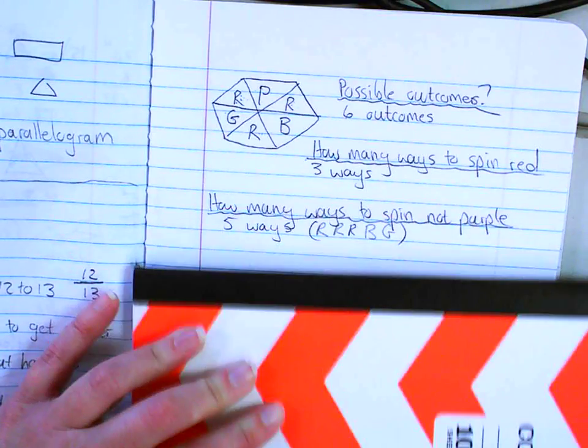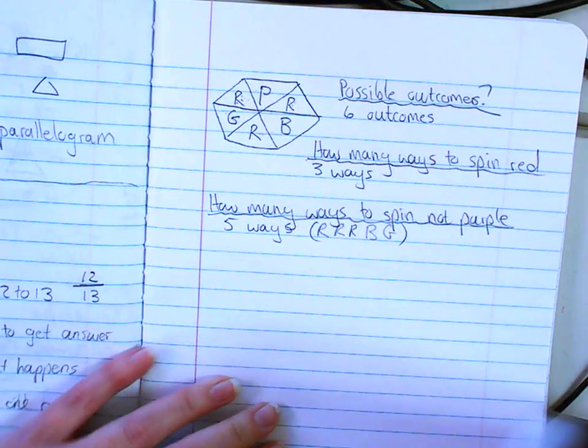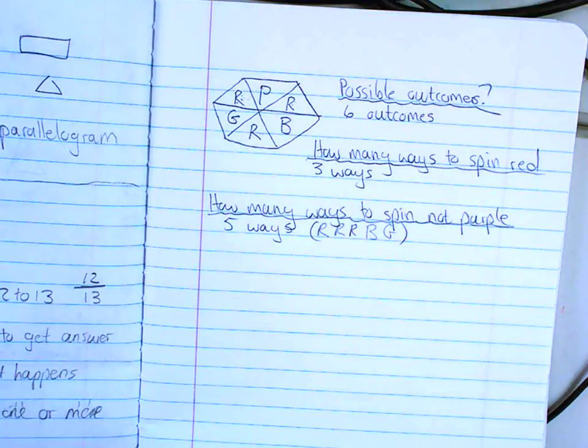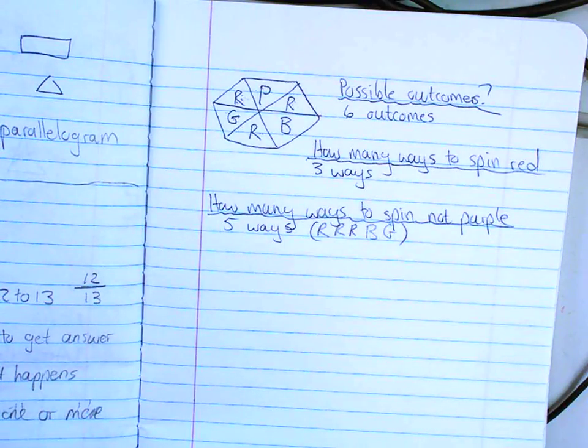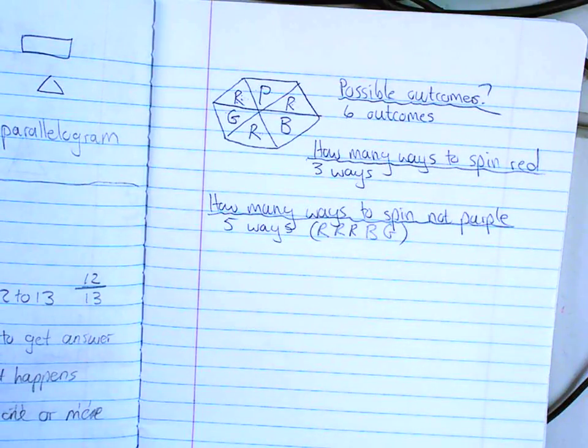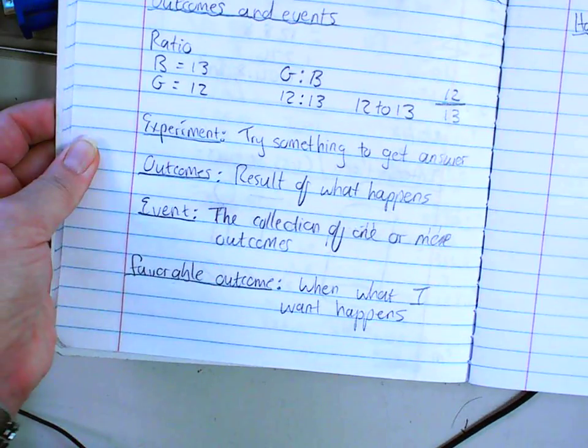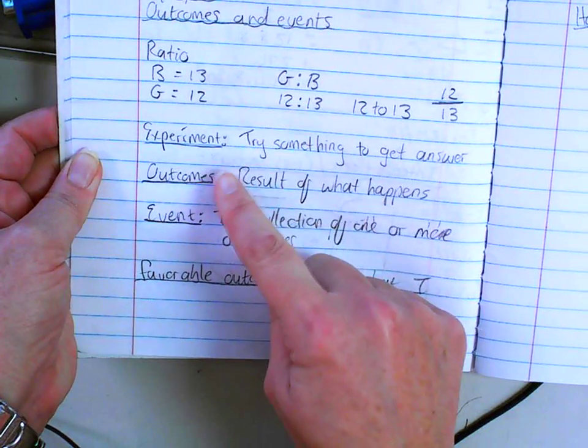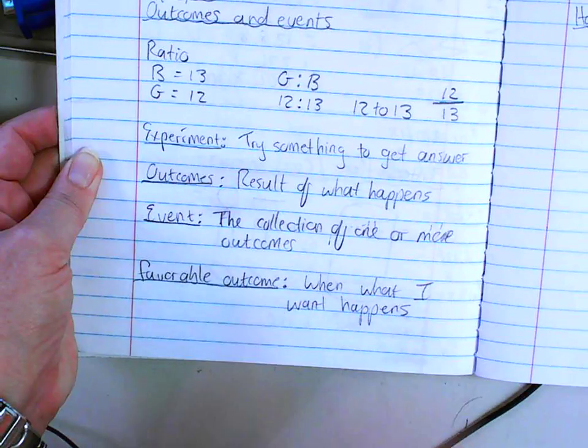Okay? So this in a nutshell is what we're going to do today. We're going to look at outcomes, we're going to think about what outcomes could be, and we're going to write it down. Just one more time, your vocabulary for today is experiment, outcome, event, favorable outcomes.